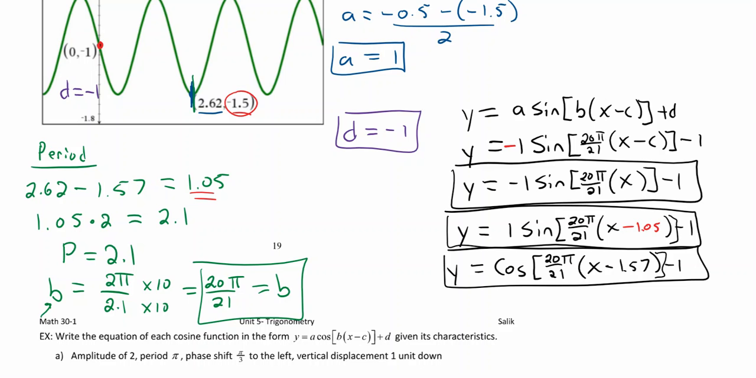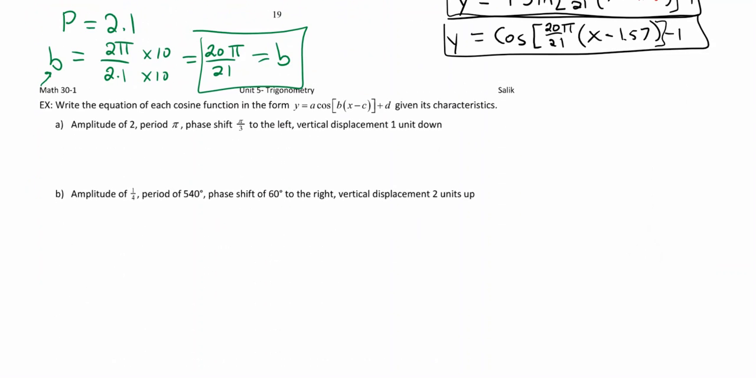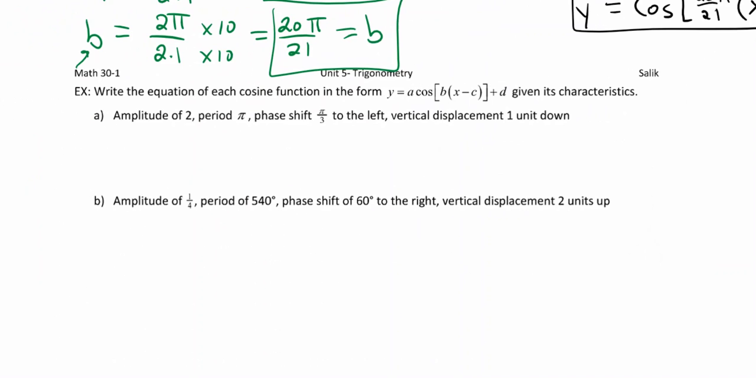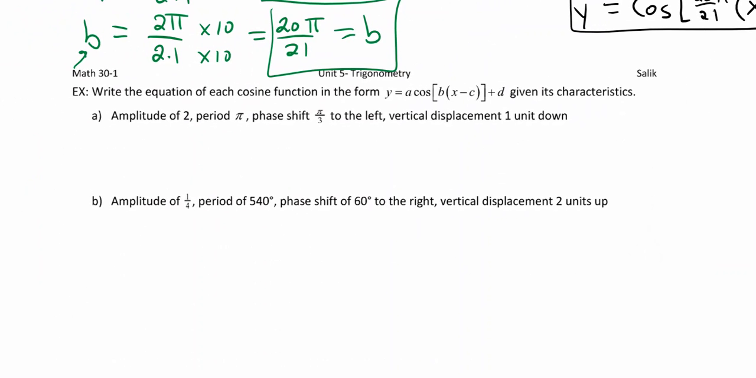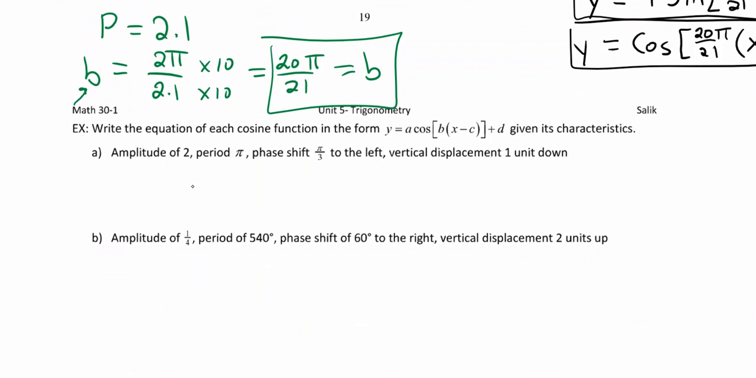All right, so let's keep going here. These ones, lucky enough, won't take very long. They actually just give it all to you. We probably should have done these ones at the beginning. Okay, so it says write the equation of each cosine function in the form a cosine, given its characteristics: the amplitude 2, period, phase shift, vertical displacement. So this is just throwing it in. We'll say y is equal to, here, I'll write it all out, a cos(bx minus c) plus d. All right, so let's just fill it in.